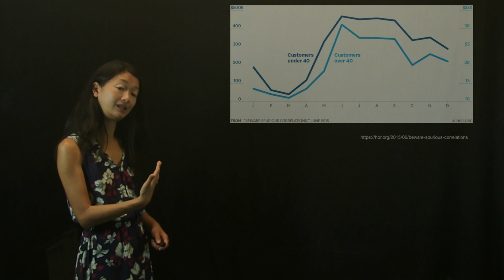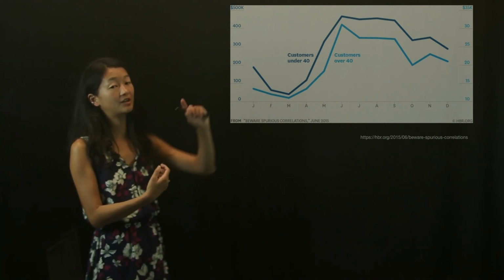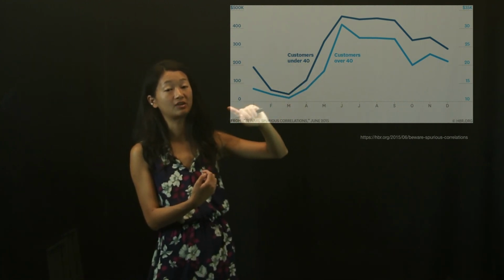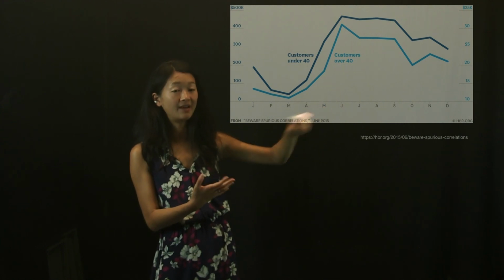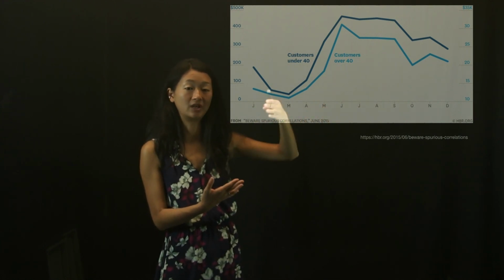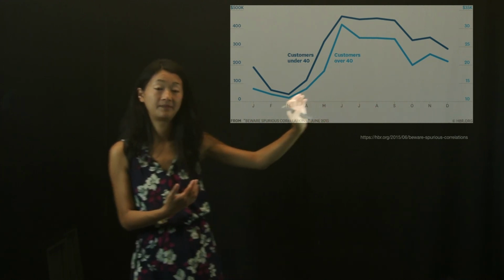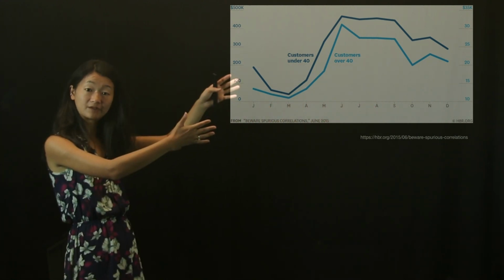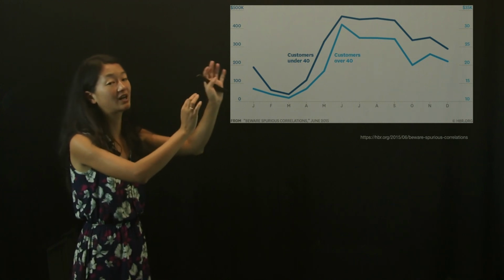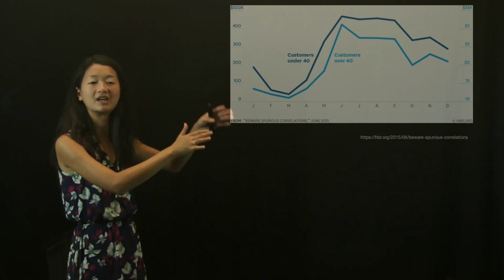Here's another one that I like looking at because it's also deceptive. It's related, but it's slightly different. Here we're looking at the number of customers under 40 and the number of customers over 40 that some kind of retail store has kept track of over these months in a calendar year. And if you're just looking at the plot, the first thing you might see is, oh, they're kind of comparable. They're kind of the same, and they're going up and down together, right?